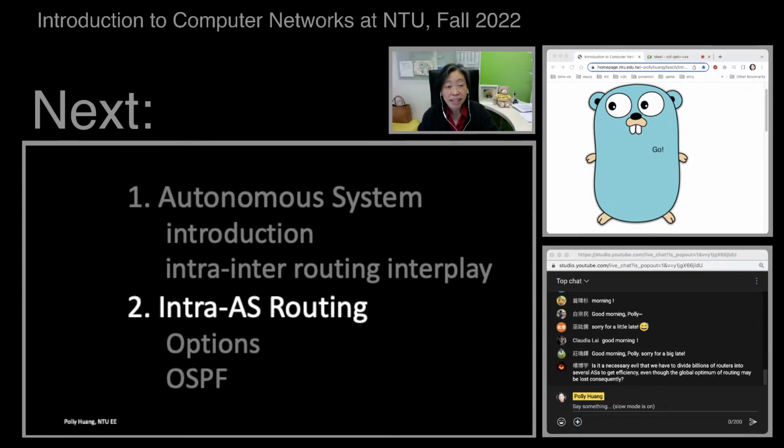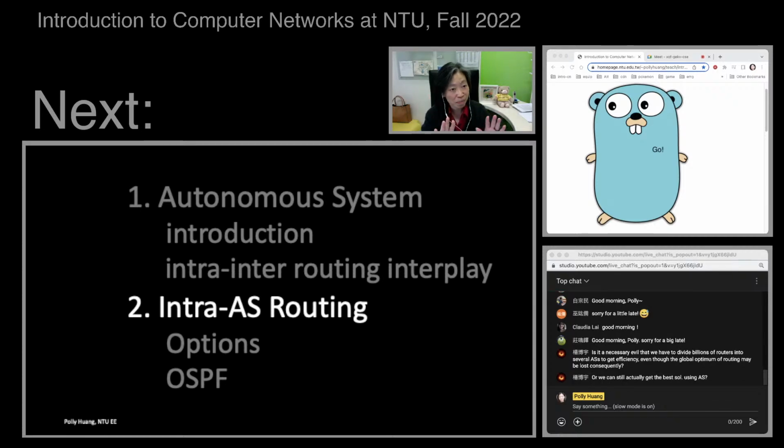Now, that's the overview of internet routing, two levels, intra-AS and inter-AS routing, and there's some sort of interaction going on. Just keep this in mind. Let's go into the details of intra-AS routing first, and then later we'll talk a lot more about the inter-AS routing that we're using. Okay, so I think Kevin has a couple of questions. So let's go to the intra-AS routing intro first.